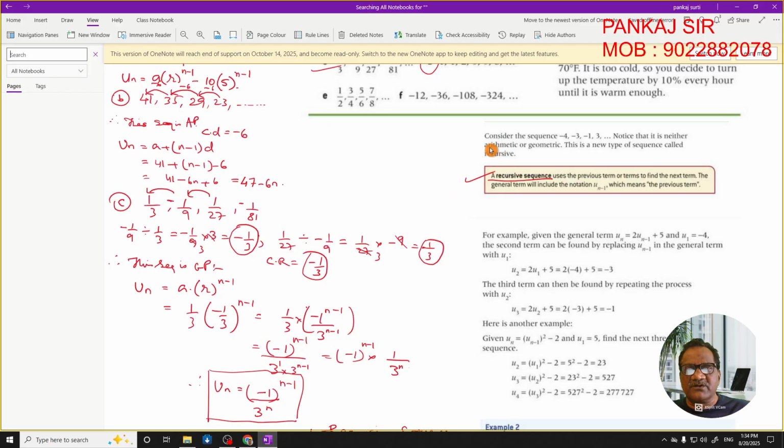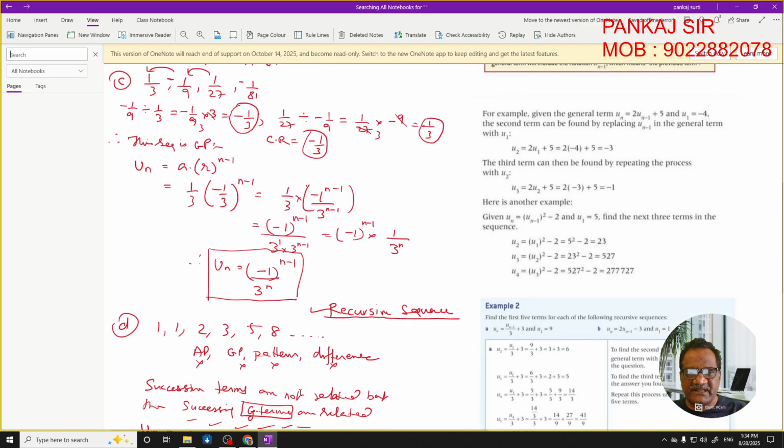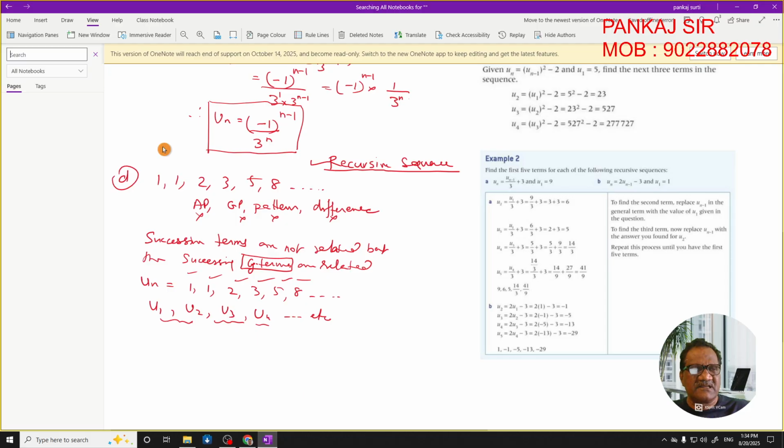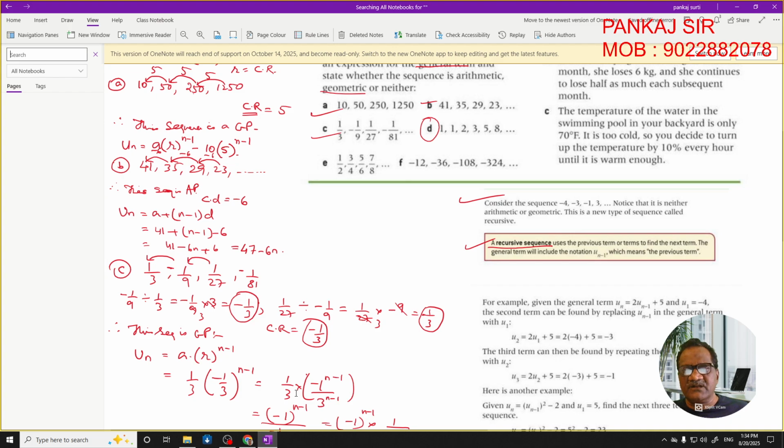Okay, so now we are talking about recursive sequences. Consider the sequence -4, -3, -1, 3. We'll come back to this question, number D. First let me explain what a recursive sequence is. Consider a sequence of this type: -4, -3, -1, 3.